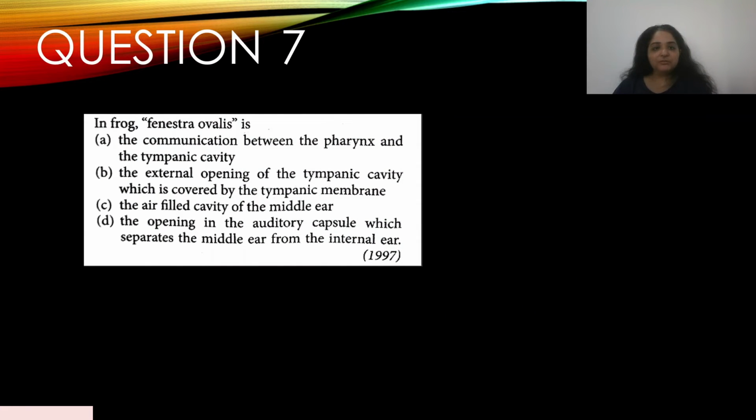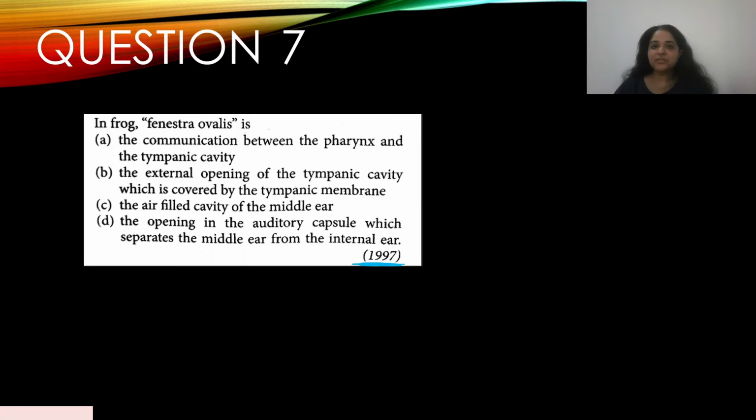In frog, Fenestra ovalis is, and this appeared in 1997. A. The communication between the pharynx and the tympanic cavity. B. External opening of the tympanic cavity which is covered by the tympanic membrane. C. Air-filled cavity of the middle ear. D. Opening in the auditory capsule which separates the middle ear from the internal ear.